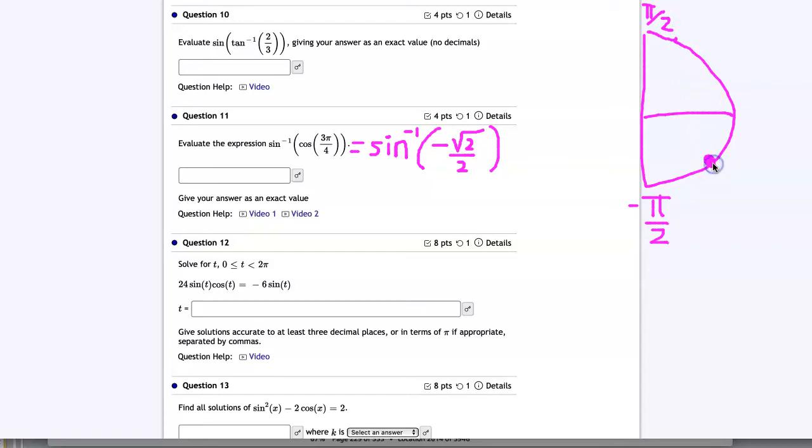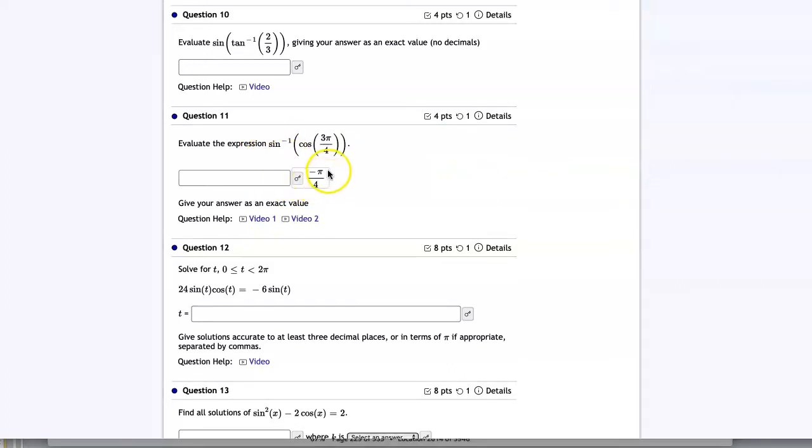Normally in the fourth quadrant on the unit circle, we would call this value 7π/4, but because we are going down between 0 and negative π/2, we're actually looking at negative π/4, which is coterminal with 7π/4. Our answer needs to be an exact value that actually corresponds with sine inverse. So you see here that the correct answer is negative π/4, not 7π/4.